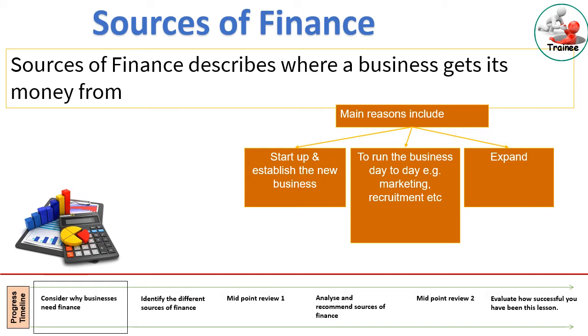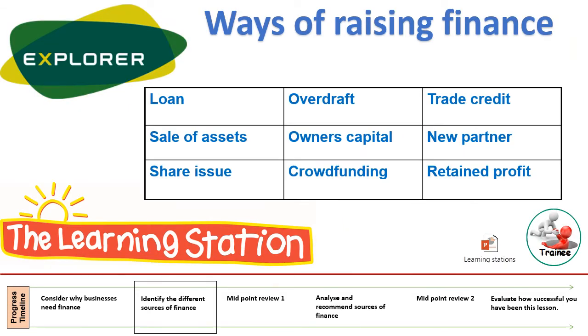The main reasons businesses want money might be for day-to-day expenses, they're looking to extend, or actually they're just starting up and establishing their new business. There are 9 methods of raising finance that you need to know. You need to be able to define each of these with the advantages and disadvantages of each source of finance. They would be the loan, sale of assets, share issue, overdraft, owner's capital, crowdfunding, trade credit, take on a new partner, and retained profit.